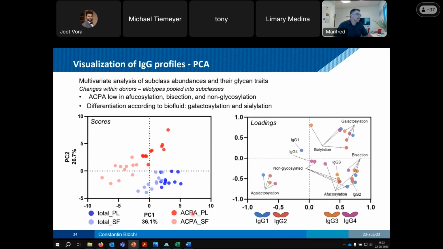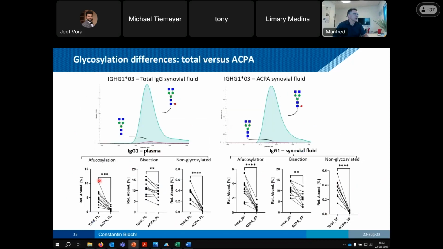And then we also see that the autoantibodies, dependent on the biofluid we're looking at, are also different. So synovial fluid is different from plasma autoantibodies, ACPA antibodies. And this is also reflected here in the loading plot, but I think it's maybe easier to just look at these simple graphs here. So the first objective is to look at total versus autoantibody, and that's shown here.